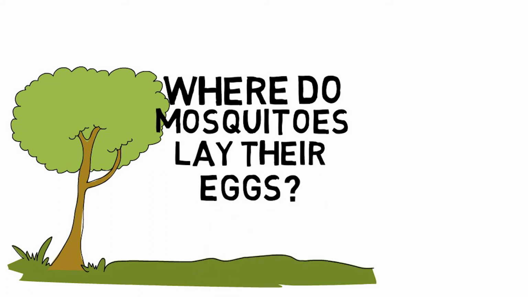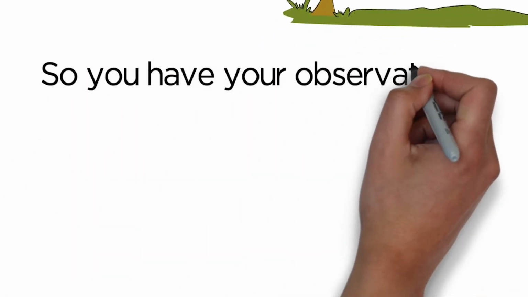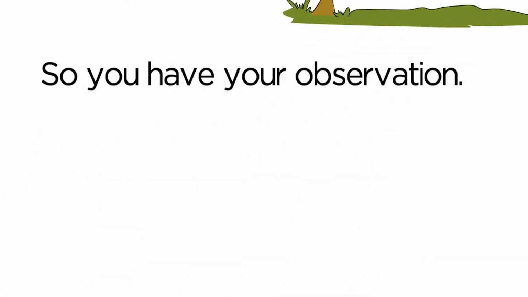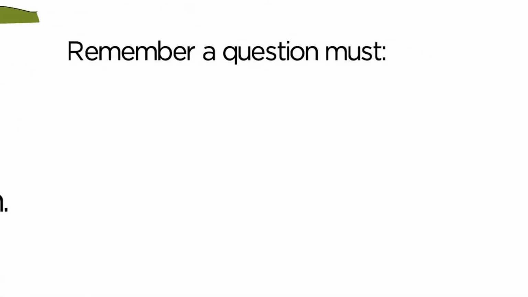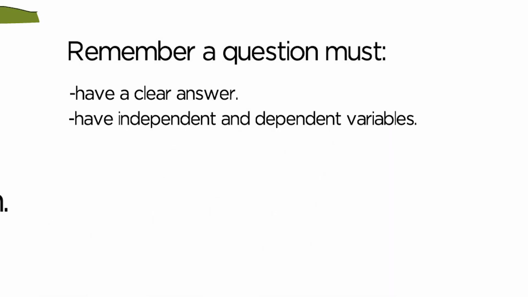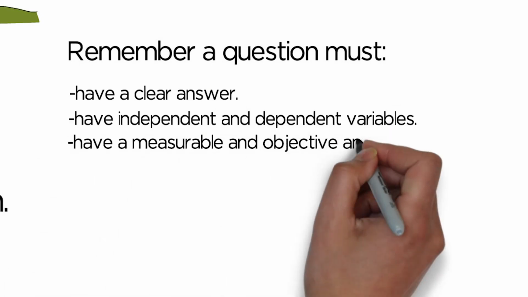After you make an observation, you may wonder, be curious, or have an idea about something. From this wondering, curiosity, or ideation, you are in a position to be able to ask a question. Identify a question that you can answer. Does it have a clear answer? Does it have a dependent and independent variable? Does it have a measurable and objective answer? If yes, then it's a good question.